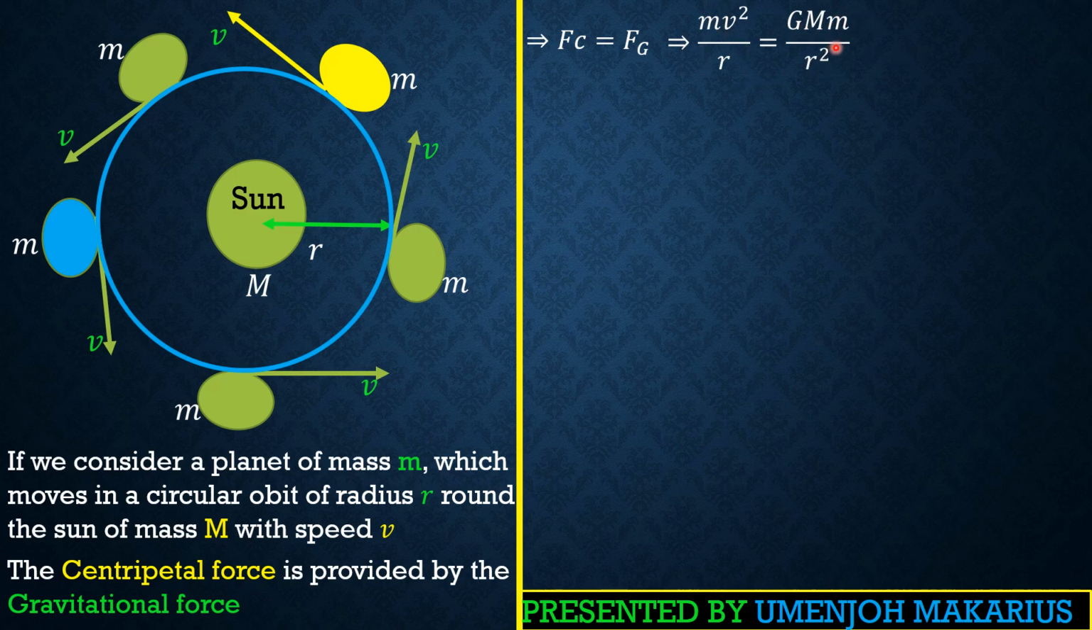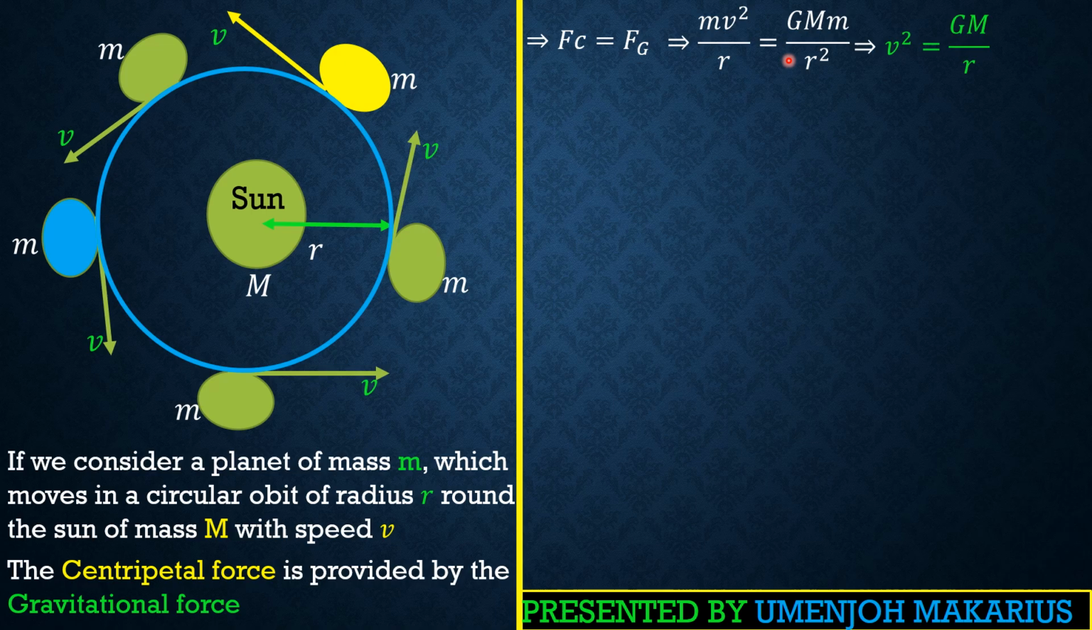As mv squared over r. Then the gravitational force, according to Newton's law of universal gravitation, is given as G big M small m over r squared, where G in this case, guys, is the universal gravitational constant. Great. So, guys, this is what we have. We see that small m can cancel on both sides, right? As well as r can cancel on both sides. So we are going to have v squared equal to G big M over r.